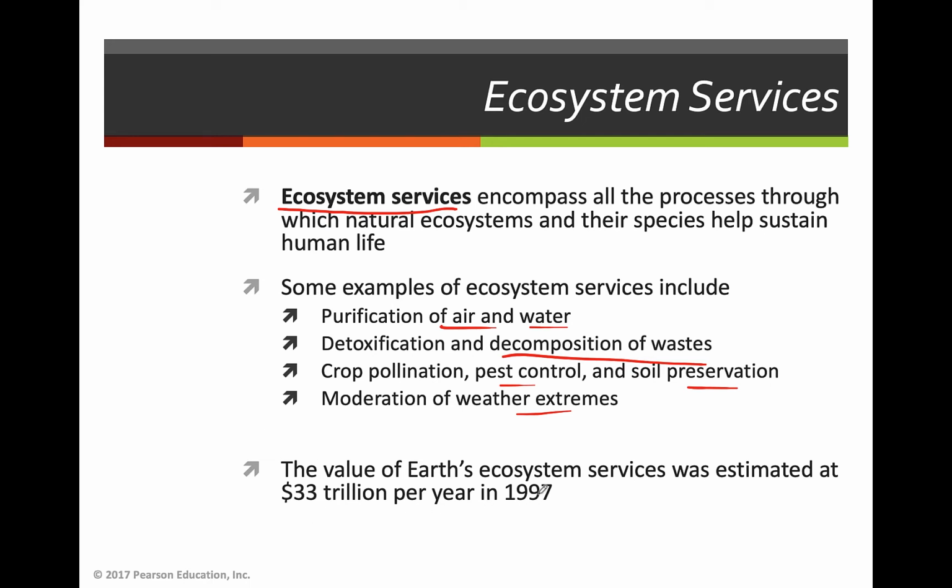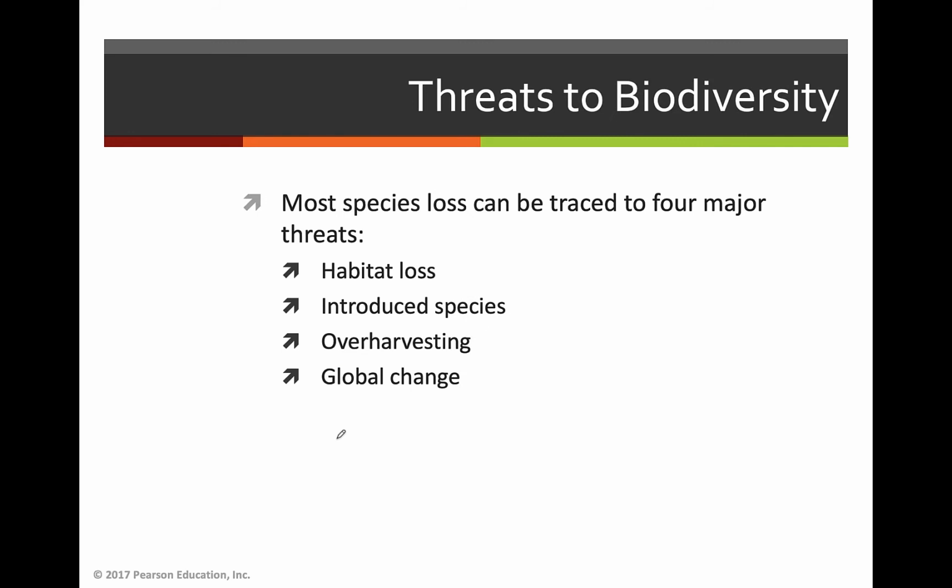So the estimated value, and remember, this is 1997, which is a long time ago, of the Earth was $33 trillion per year. And that has absolutely gone up since then. Humans have introduced many threats to the biodiversity on the planet, which of course results in more extinctions. For a long time, the number one threat to biodiversity on this planet was habitat loss through logging, removing habitats, building roadways, things like that.